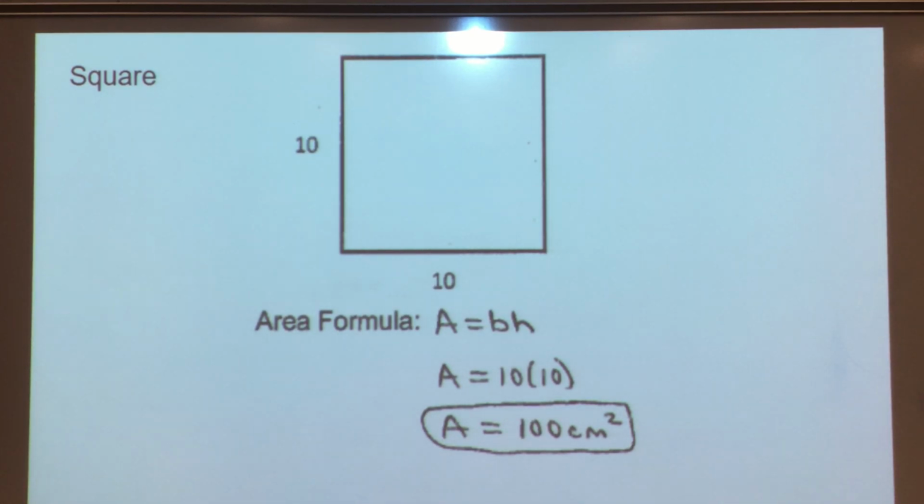So it has the same formula: area equals base times height, or area equals length times width. 10 times 10 gives us 100 square centimeters, which means that's how much can fit inside of that square.